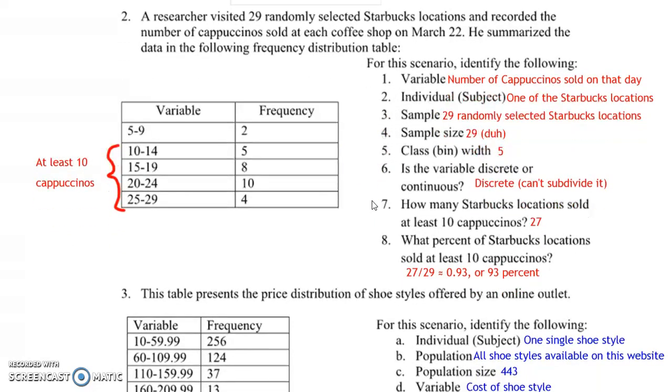That's ridiculous. It asks us to take the frequency chart and do some analyses to it. For example, how many Starbucks locations sold at least 10. Remember, at least means 10 or larger. And then a percentage is taking that number that we just found and dividing it by the total.